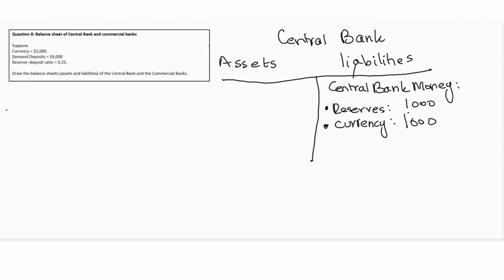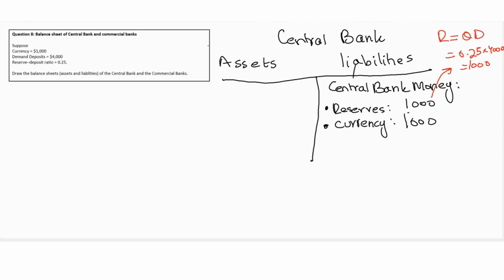We know reserves are that part of deposits that are not lent out, right? So they're equal to the reserve deposit ratio times the deposits, where the reserve deposit ratio tells us what fraction of deposits are kept as reserves. We're told 25% of deposits are kept as reserves. So we can find this as 1000 by multiplying 0.25 with 4000. So this was the liabilities.